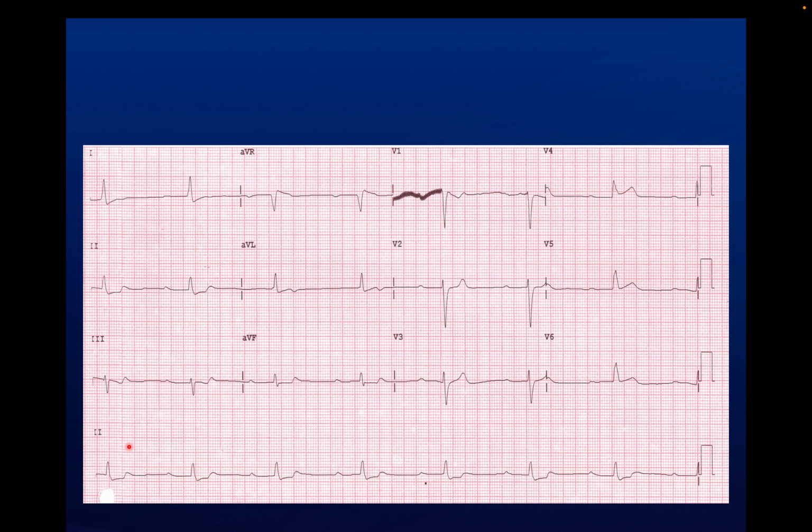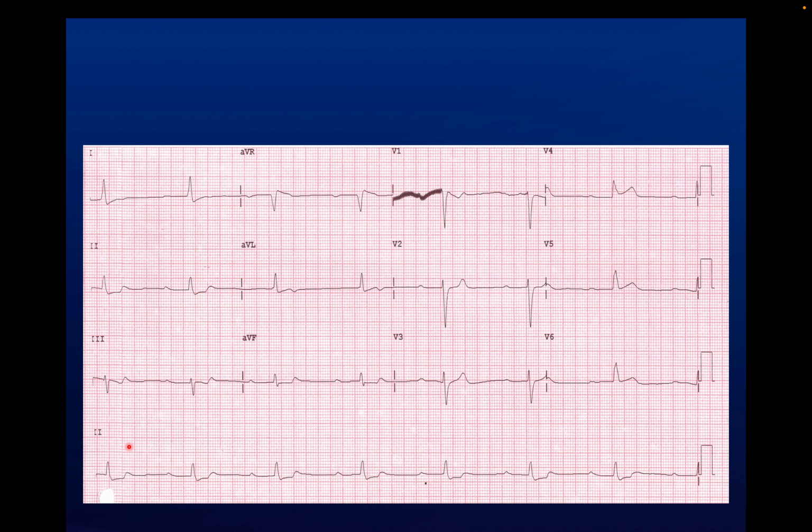Now, let's go to case number 3, where we have a 58-year-old female, known case of diabetes and hypertension, obese, status post anterior wall MI 6 months ago, non-revascularized, presents with complaints of skipped beats.